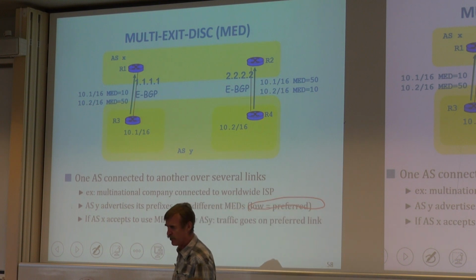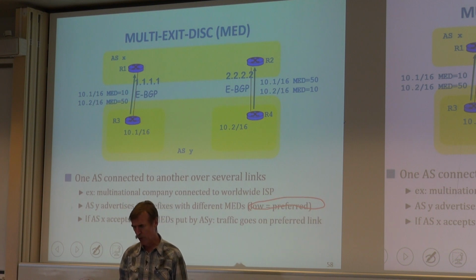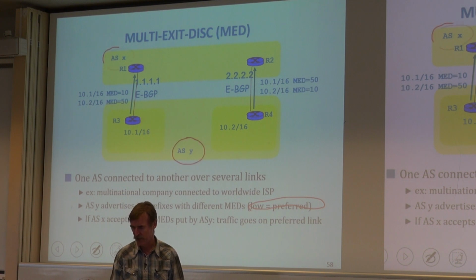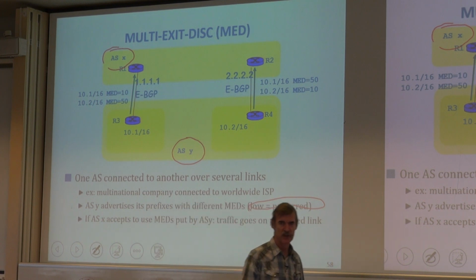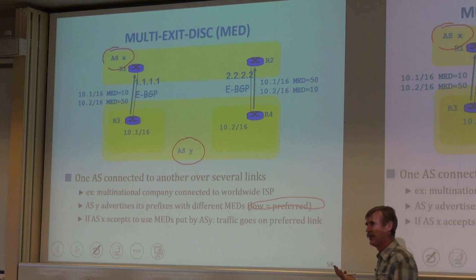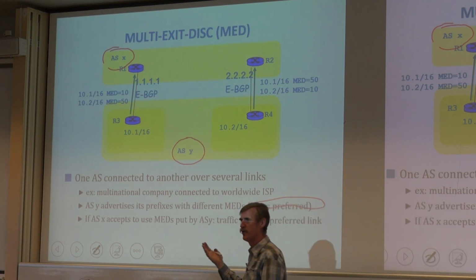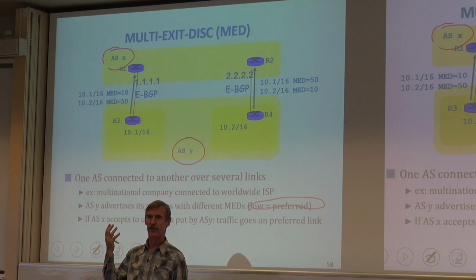Now, if you want to do better routing, you can use this field, which is typically used when AS Y is a client of AS X. So you would like the traffic to be carried by AS X. For example, AS Y is a multinational company, Nestle. AS X is a company that provides you worldwide service, for example, British Telecom or Sprint. Then you want Sprint to carry your traffic.